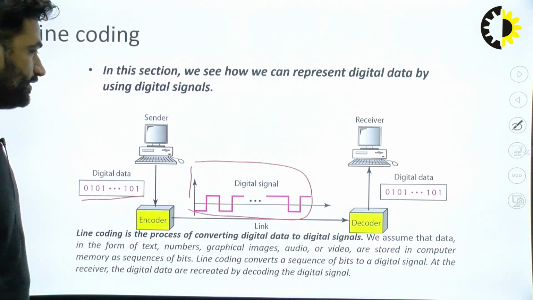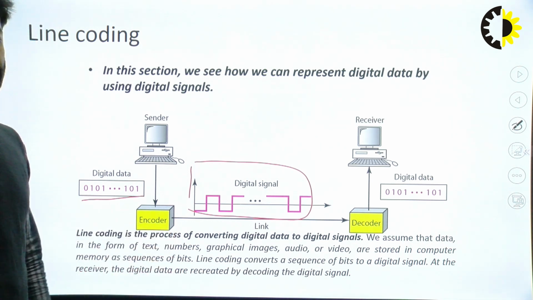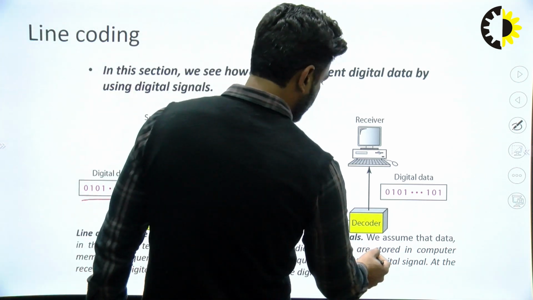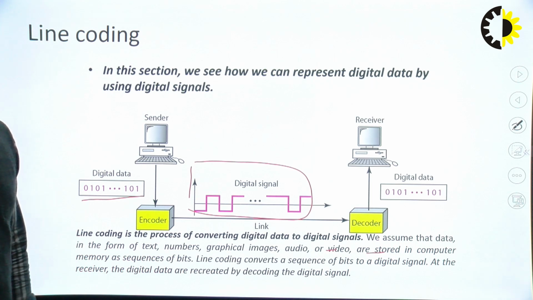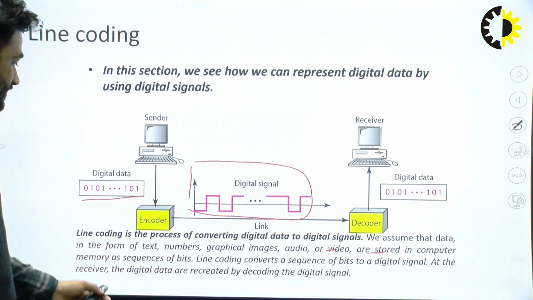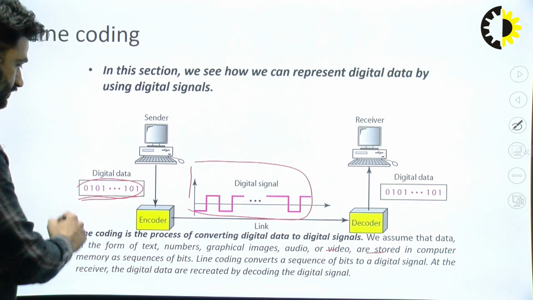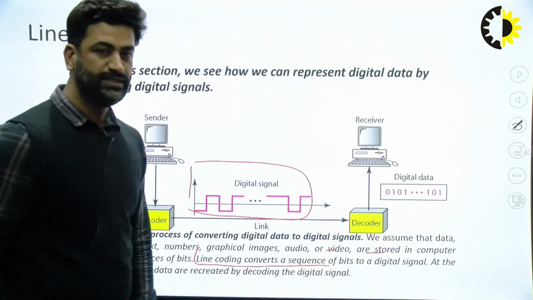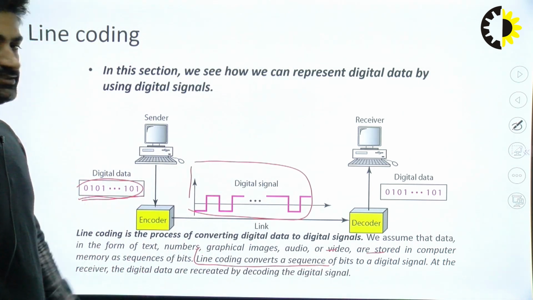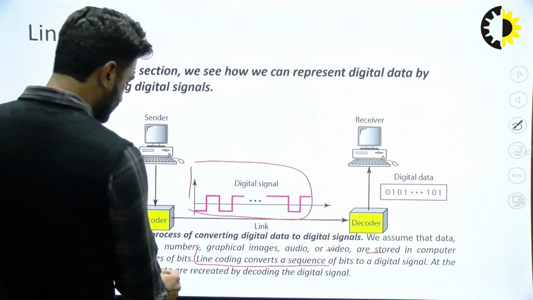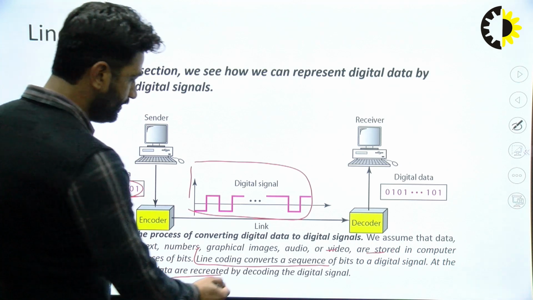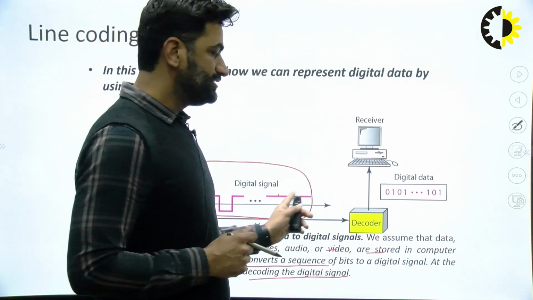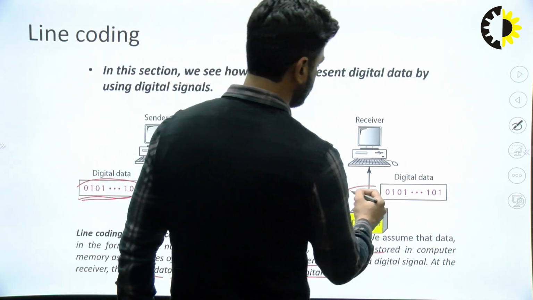We assume that data in the form of text, numbers, graphics, images, audio, or video are stored in computer memory as a sequence of bits. This data is stored in a computer as digital bits, that is, in 101010 form. Line coding converts a sequence of bits to a digital signal. At the receiver, digital data are created by decoding the digital signal. At the receiver end, it will receive the digital signal and recover this digital data.